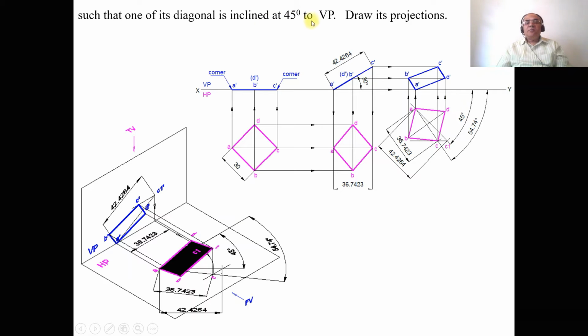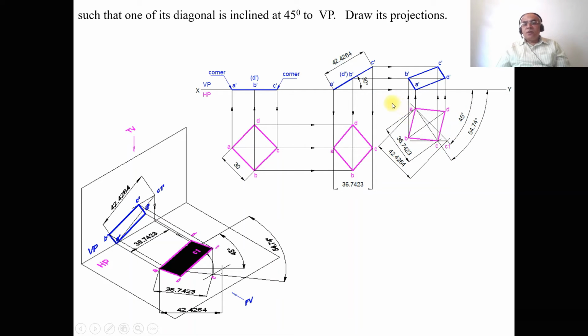Why? Because in the third position, the inclination given with respect to VP is the true inclination. But in the second position top view, what you have is the apparent length. Therefore, we need to find out the apparent inclination here. So, how to find out the apparent inclination with this procedure which has been explained here.